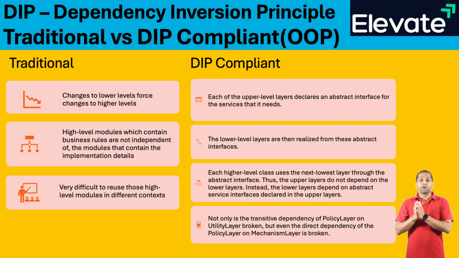It is the high-level policy setting modules that ought to be influencing the low-level detail modules. The modules that contain the high-level business rules should take precedence over and be independent of the modules that contain the implementation details. High-level modules simply should not depend on low-level modules in any way.